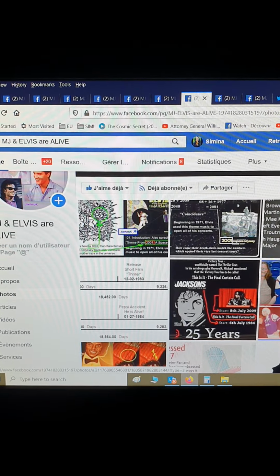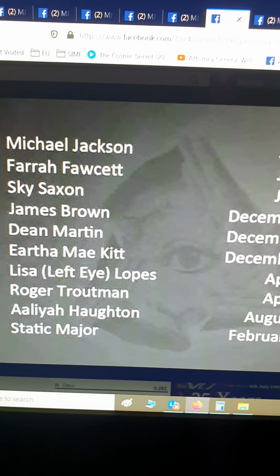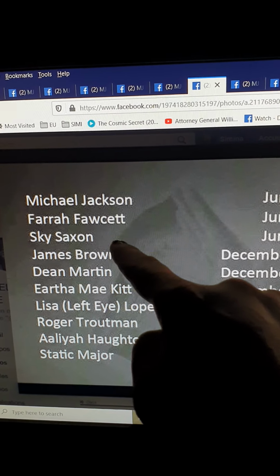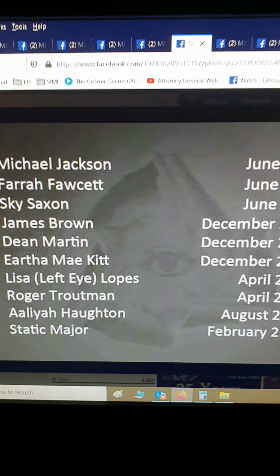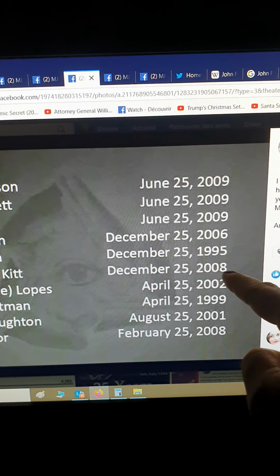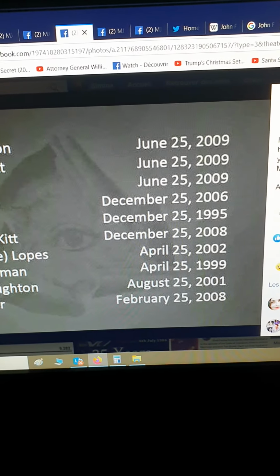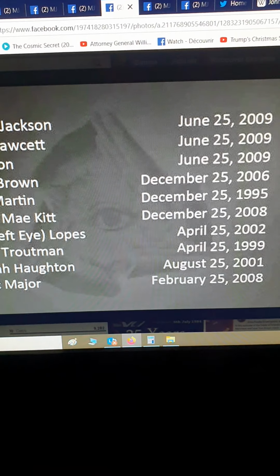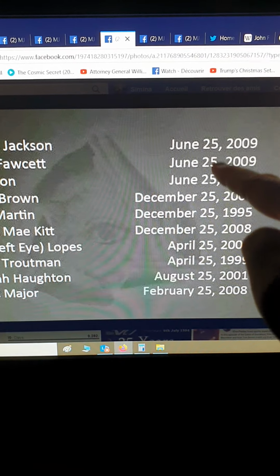Other weird things about numbers is the death dates of certain stars. So we have Michael Jackson, June 25th, 2009. That day, if you remember, other stars died too, Farrah Fawcett and Sky Saxon. Then we have James Brown, who died December 25th, 2006. Dean Martin, December 25th, 1995. Eartha Kitt, December 25th, 2008. And so on and so forth. Now, tell me again, what's up with the 25?